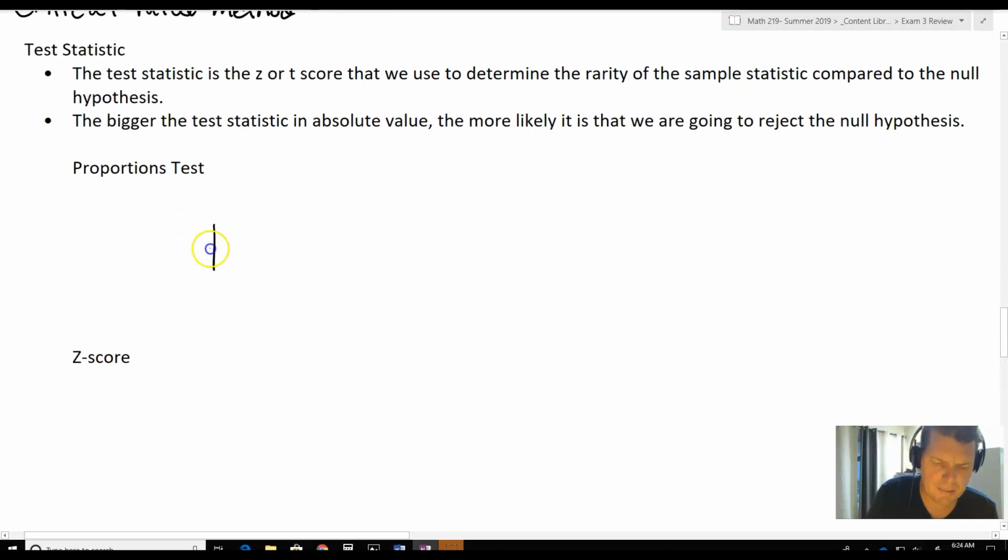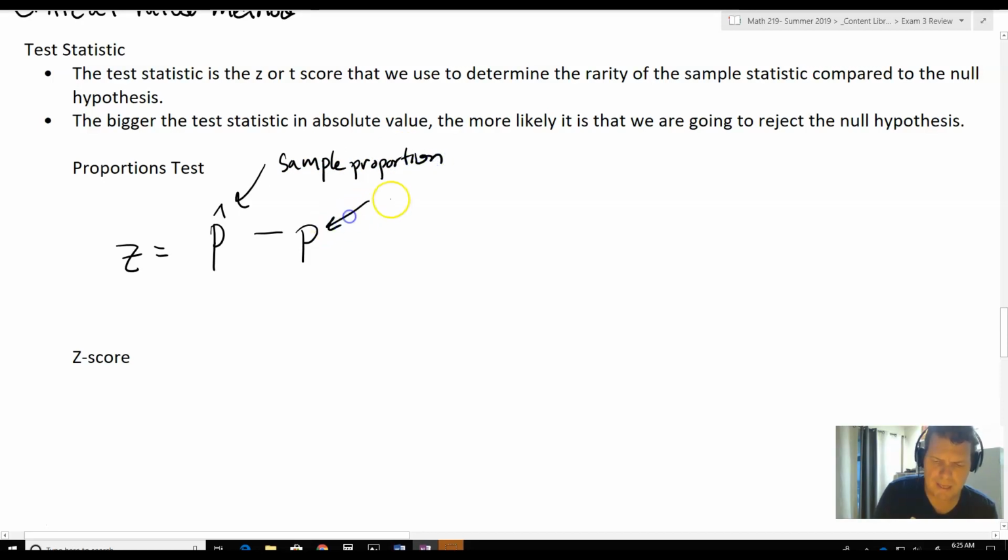My test statistic is going to be z, so it'll be coming from a normal distribution. It'll be p hat minus p. So this is our sample proportion. That's the thing that we've collected, our data from the sample. This p is the null hypothesis. And then we'll divide it by that standard error that we got when we did sampling distributions.